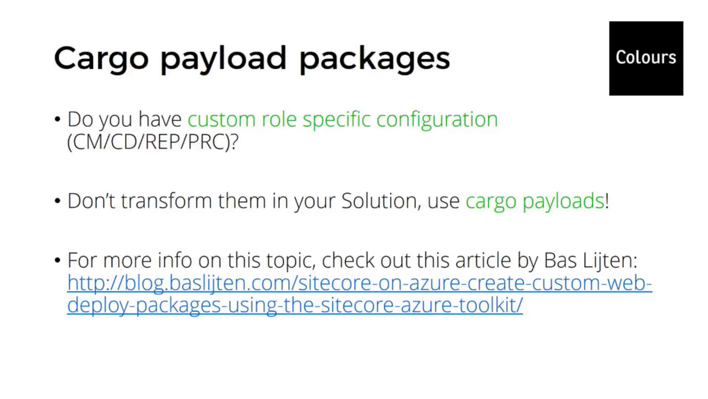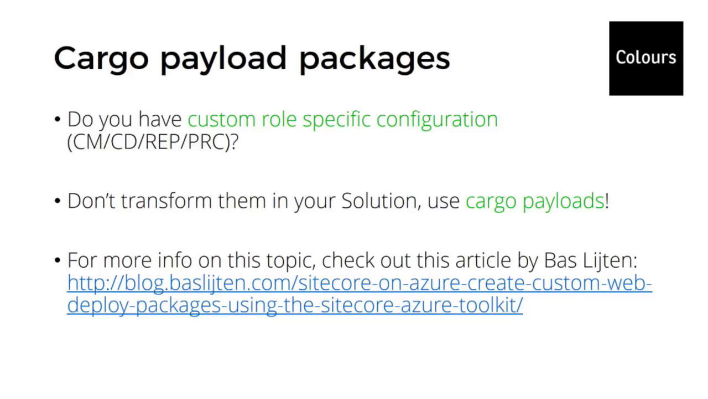For the sake of time, I'm not going into this, but you should know they exist. Sitecore uses cargo payload packages as well to create the different roles. The full setup has the content management, delivery, reporting, and processing roles, and that's 4 different Sitecore web deploy packages. The difference is created by cargo payload packages, which are also a kind of XML transforms placed on top of the default Sitecore installation.